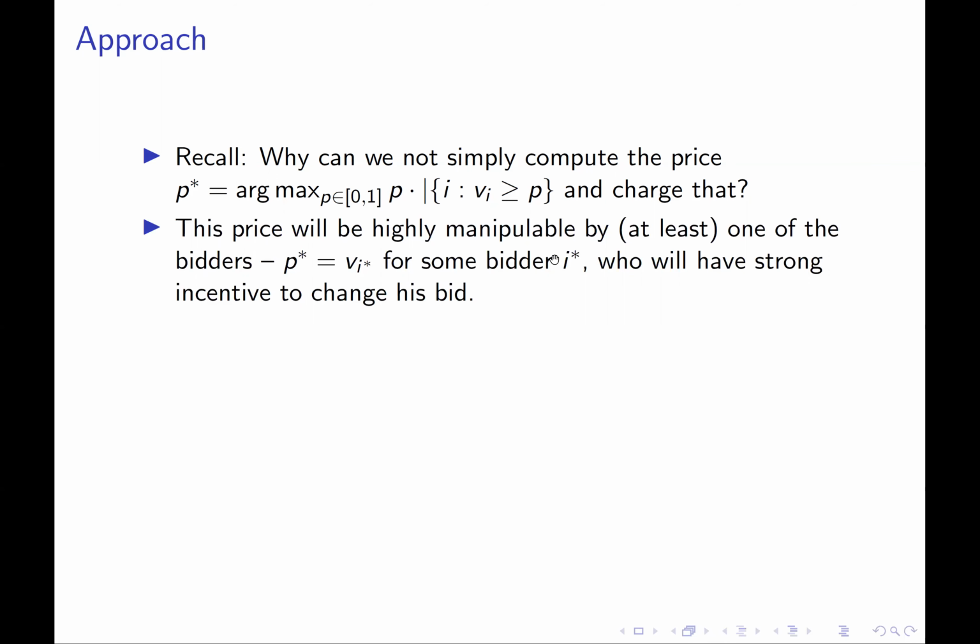There will be some bidder i star who will be chagrined to learn that the auction has chosen his bid as the price, and it's going to say, lucky thing, you bid $100.23. That turns out to be exactly what the price is. And in particular, that bidder will have a strong incentive to change his bid because it will change the amount of money that he has to pay.